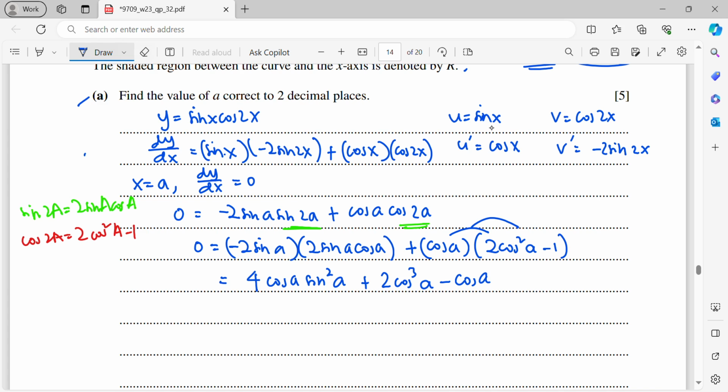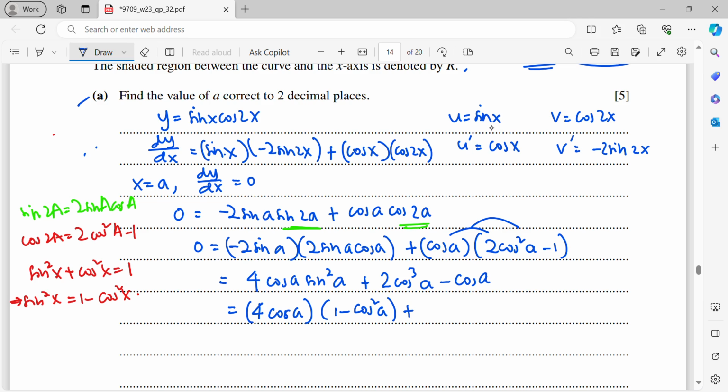Okay, now for the first term, you still have the cos, you still have the sine squared. So I need to use the identity: sine square x plus cos square x is 1. Therefore, sine square x equals to 1 minus cos square x. So I will convert everything to cos. So then 4 cos a, then the sine square a will be 1 minus cos square a, plus 2 cos cube a minus cos a.